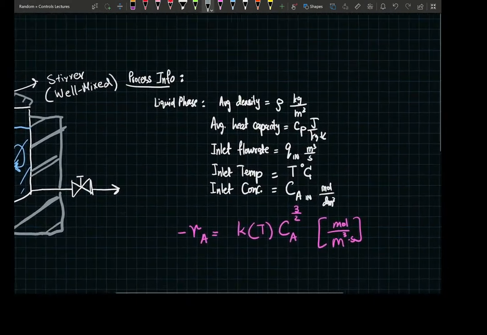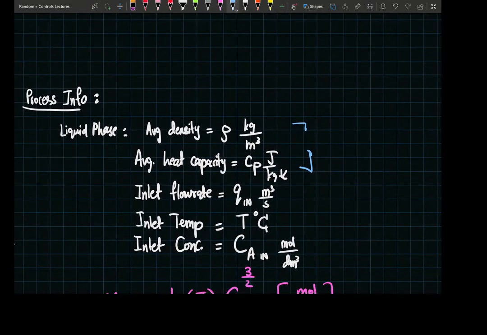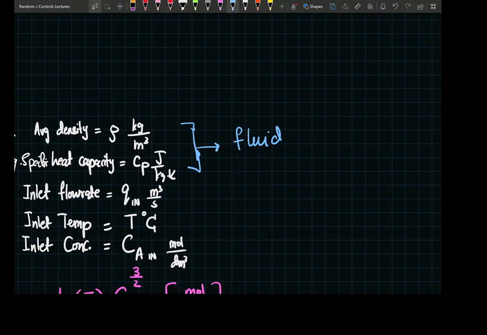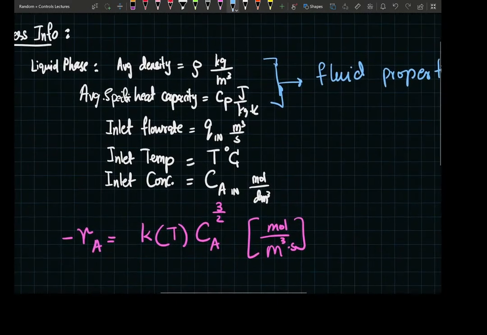We have the information regarding the process. We have the fluid properties that we're going to need, as you can see, the average density and the average heat capacity, the specific heat capacity. Some people might think these are insignificant details, but there's a difference between specific heat capacity and heat capacity. What is that difference? I encourage you to do some research on that.